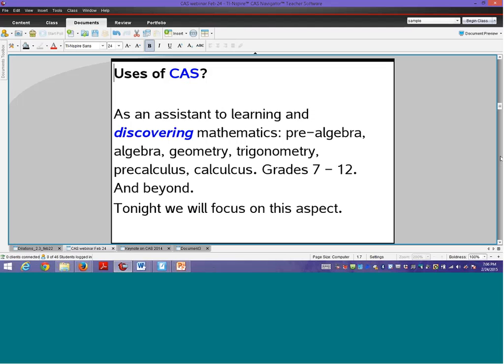But other uses of CAS would be as an assistant to learning and discovering mathematics from pre-algebra, algebra, geometry, trig, pre-calculus, calculus, and beyond, grades 7 through 12. And that's what we're going to focus on tonight.